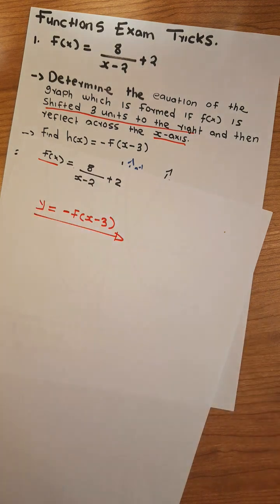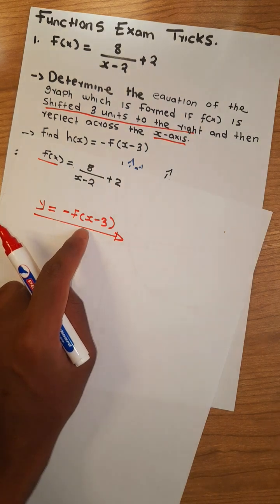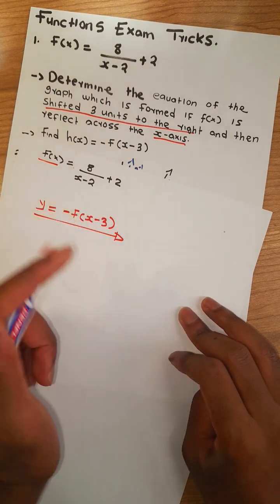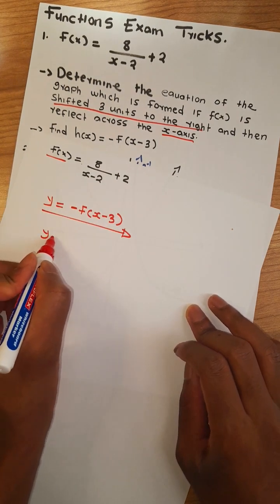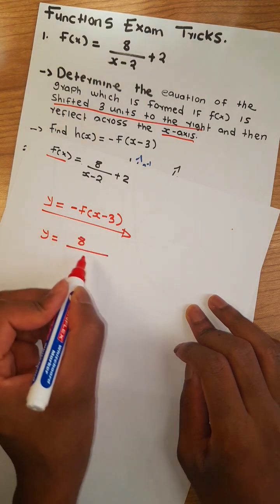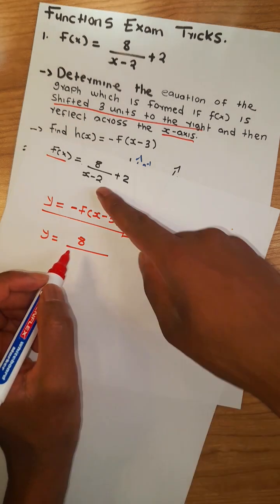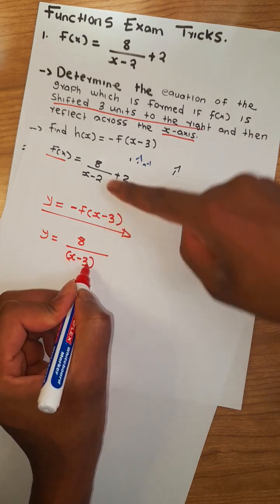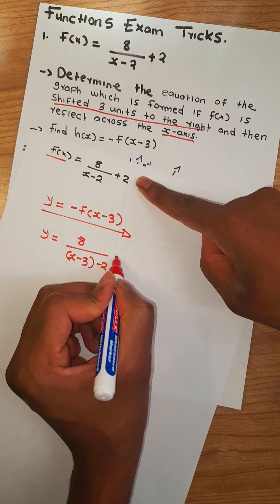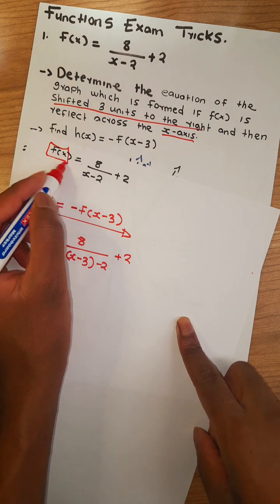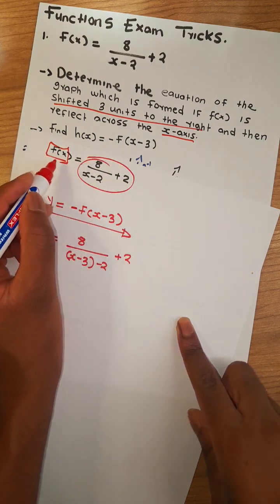This can be the equation if you want, but now you need to simplify it, right? But how do you write this in here? You say, well, this equation of y is simply going to be 8 divided by, wherever there is x, we have x − 3, and then we're having − 2, and then we're having + 2. But there's something interesting. What is f(x)? f(x) is this equation. Can you see it?